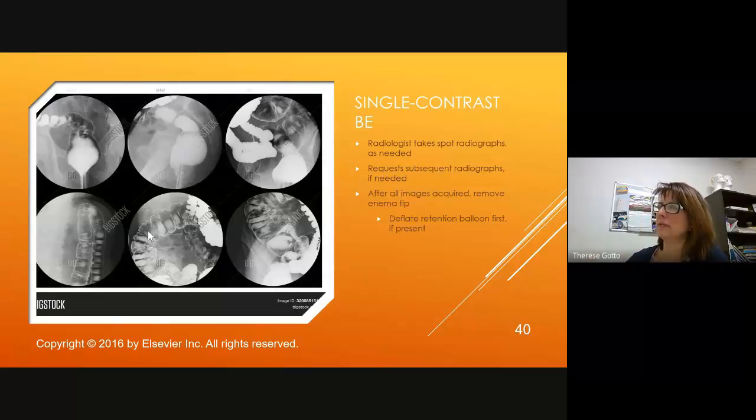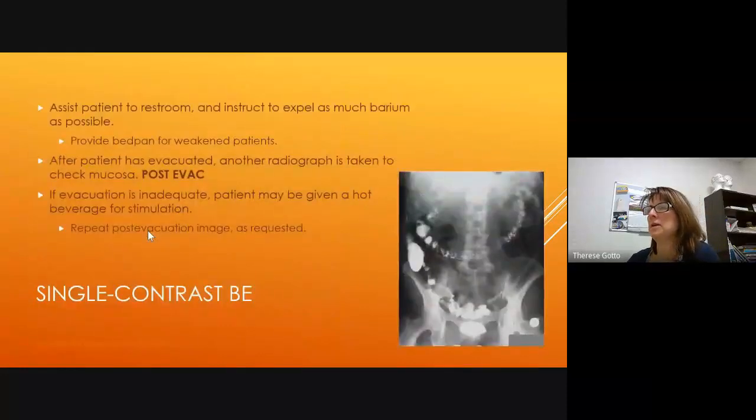And then when you are finished, you're going to deflate that balloon after you've emptied everything into the bag, and let the patient go into the bathroom and clean themselves up. You'll assist the patient to the restroom. After the patient has evacuated, another radiograph will be taken. That's called a post-evac, and you just want to make sure that there's very little barium left in the bowel. If there is a lot of residual barium, you'll go get the radiologist.